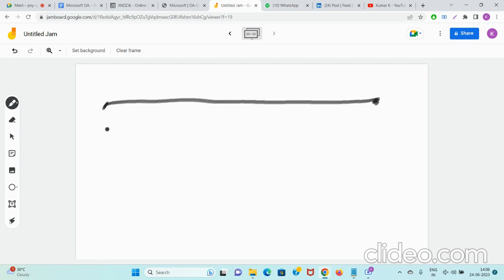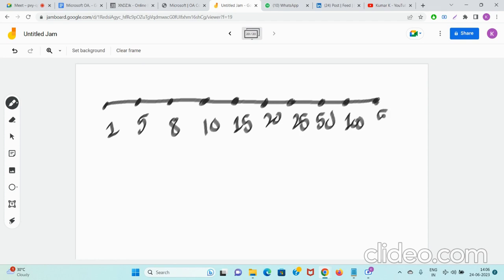See, this is the array given to me: 1, 5, 8, 10, 15, 20, 25, 50, 100, and 500. Okay, this is given to us.